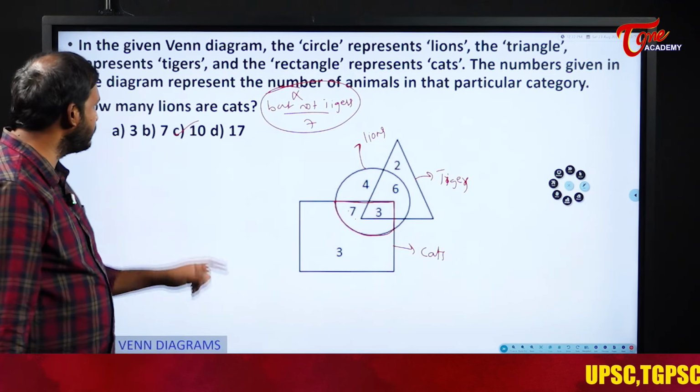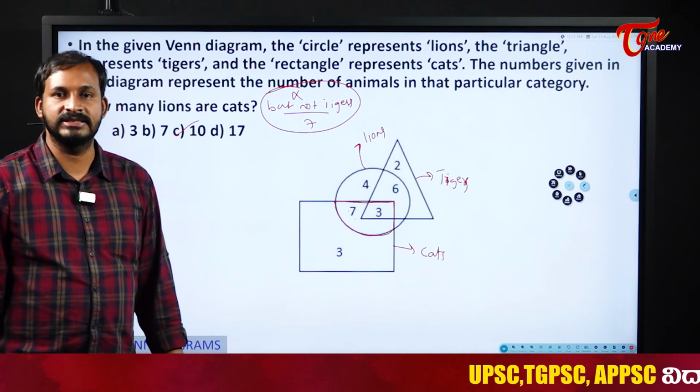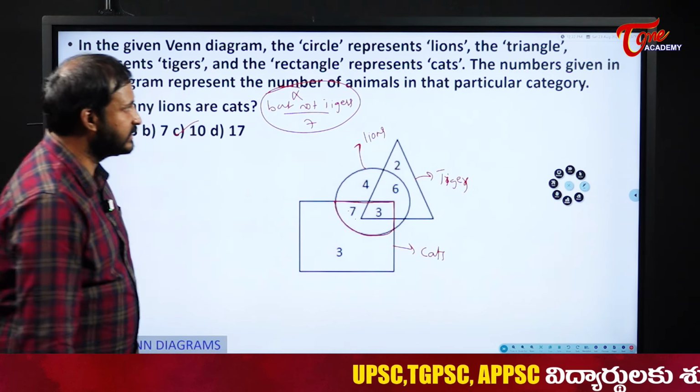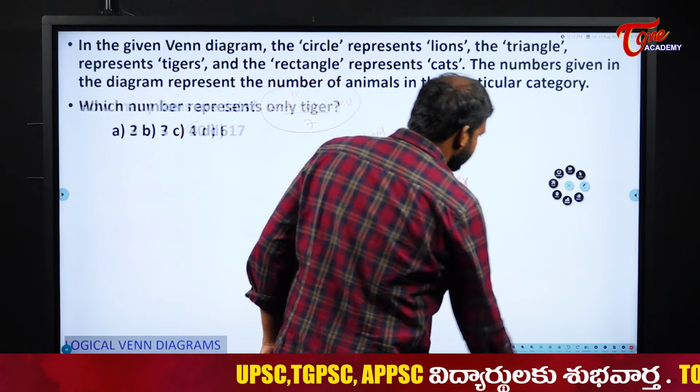7 plus 3, what does it become? 10. So we will write our answer as 10. Next, see the next one.